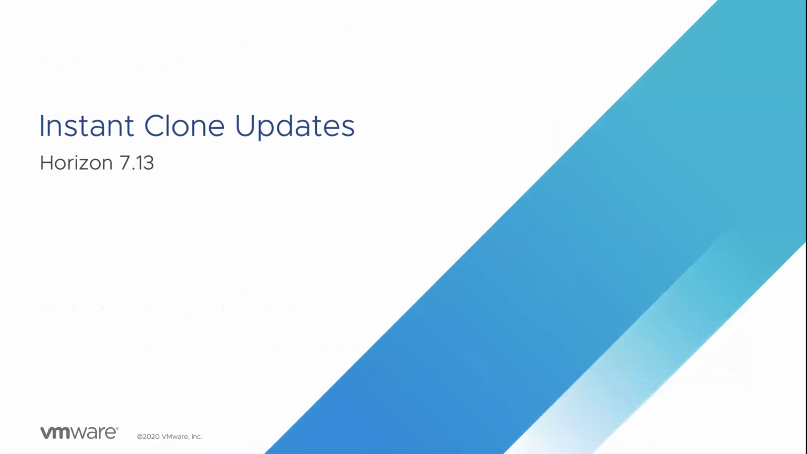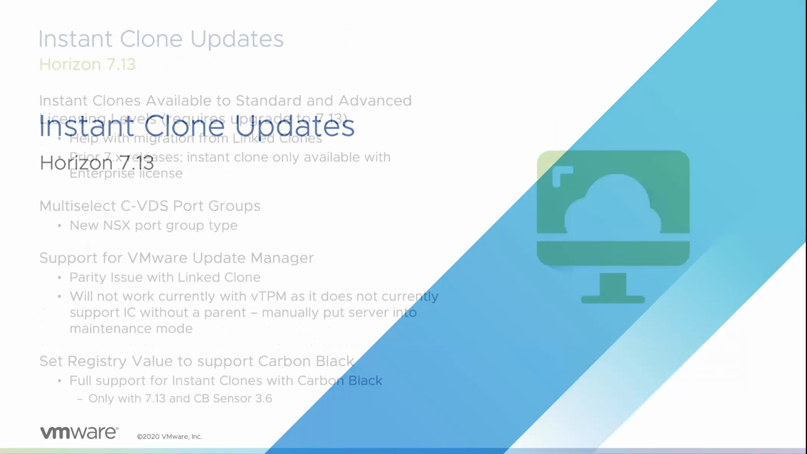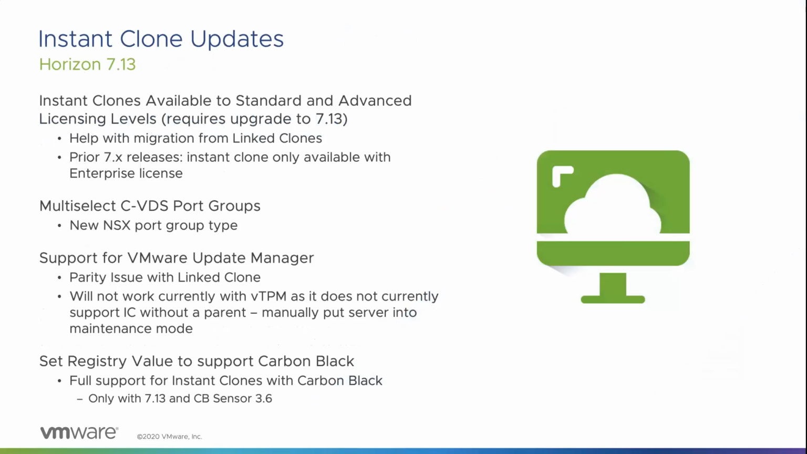Instaclone updates, and I'm kind of going fast, so I want to make sure I give Andrew time to go through the flings. As I mentioned, Instaclones are available to both standard and advanced licensing levels, and that does require an upgrade to 7.13. You can multi-select CVDS part groups. There is support for VMware Update Manager, unless you're using vTPM. It doesn't support Instaclones without a parent, as we talked about earlier. So you'd have to manually put this server into maintenance mode.